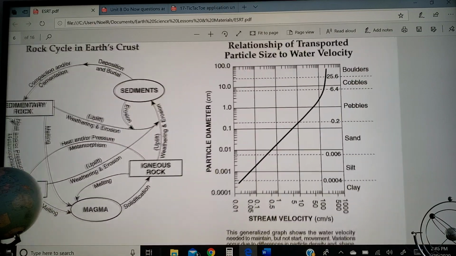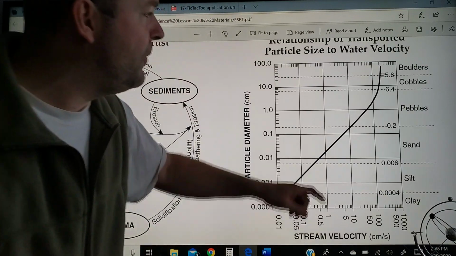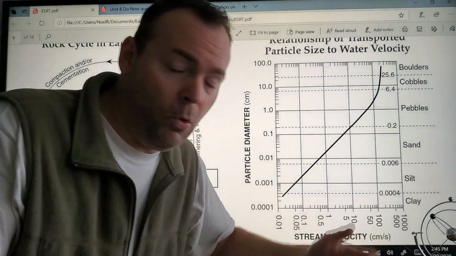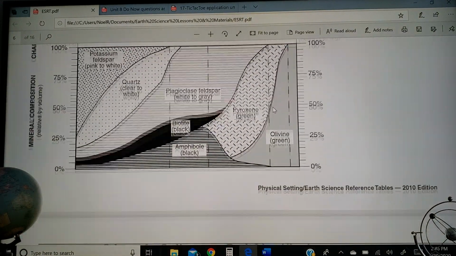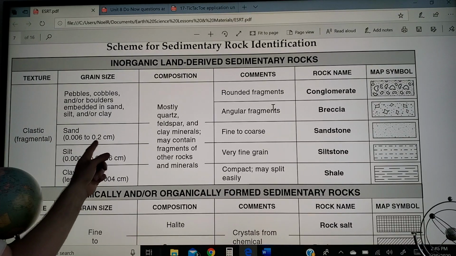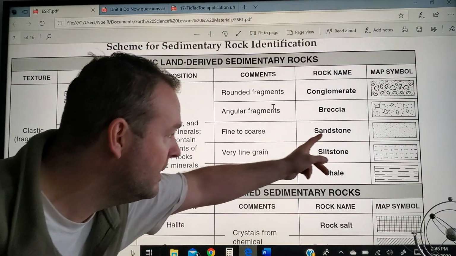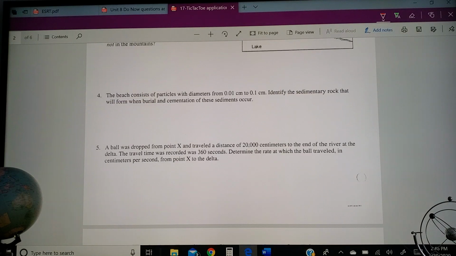We'll zoom in for a second here. And 0.01 to 0.1 you could find on this chart, and that's in the sand realm. Or you can go to your sedimentary chart and find the same thing. 0.01 to 0.1 is within that realm there, the sand realm. So if it's sand being cemented together, what are we going to make? A sandstone. Okay.